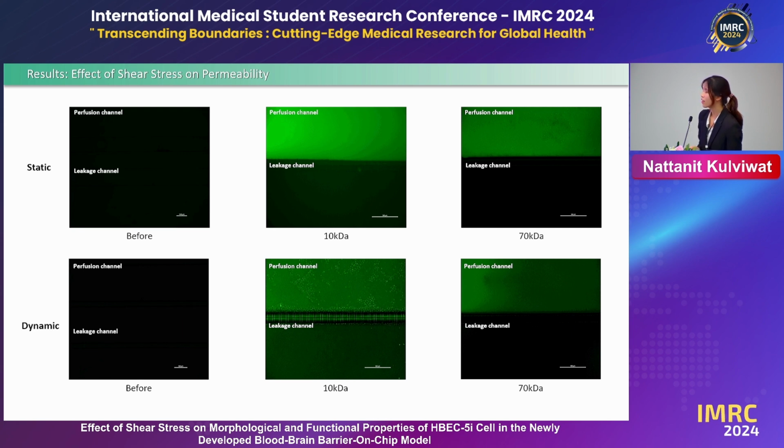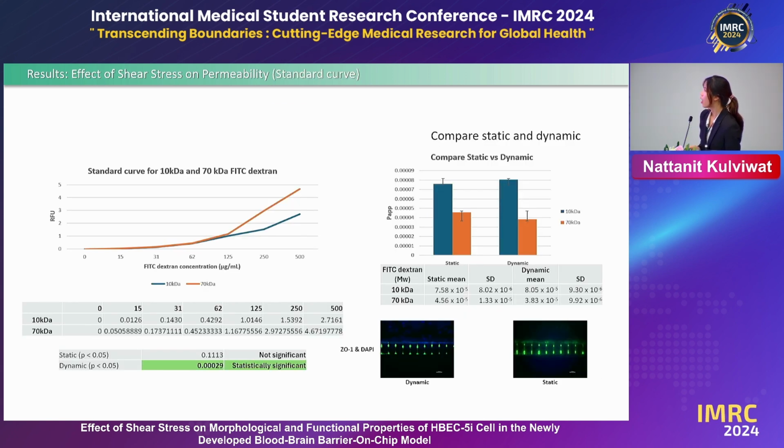Next is the permeability. When comparing 70 kilodalton and 10 kilodalton, there is higher leakage of 10 kilodalton FITC-dextran in both static and dynamic conditions. And it's confirmed by the apparent permeability that has been calculated. It results in a significant difference between 10 kilodalton and 70 kilodalton in the dynamic condition, but not in the static condition. And this is confirmed by the expression of ZO-1 and DAPI. You can see in the dynamic condition, there is higher expression of the nuclear marker, DAPI.